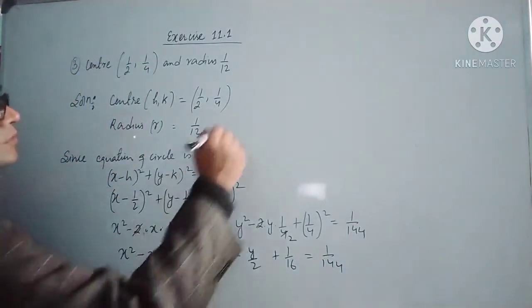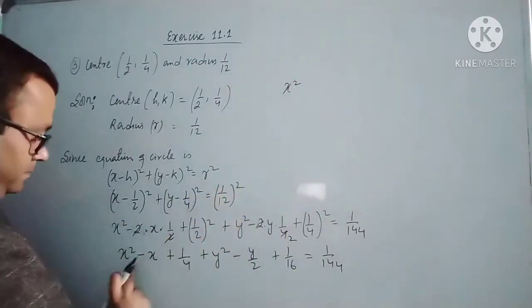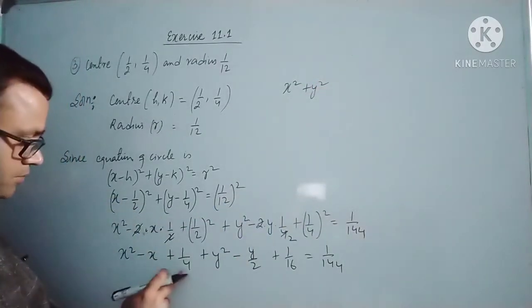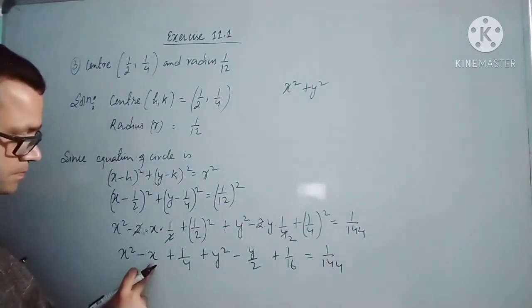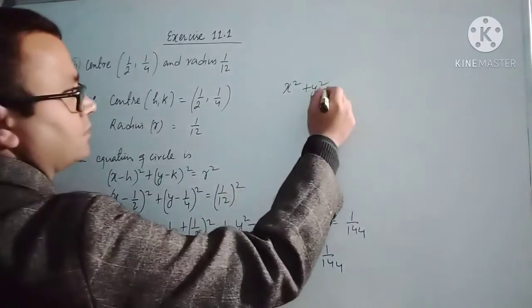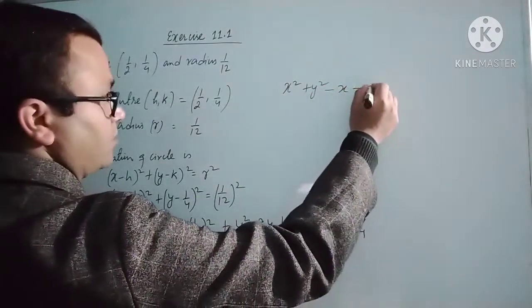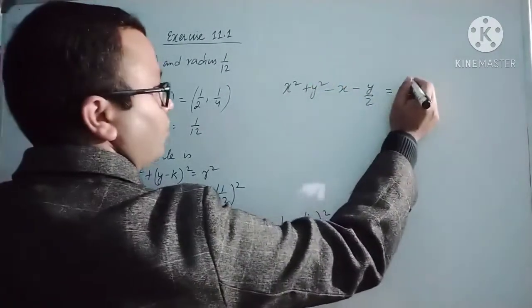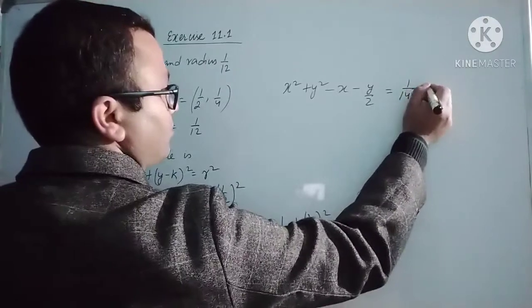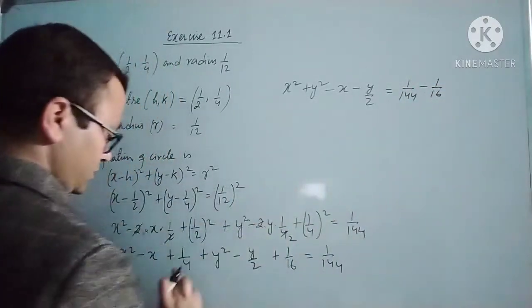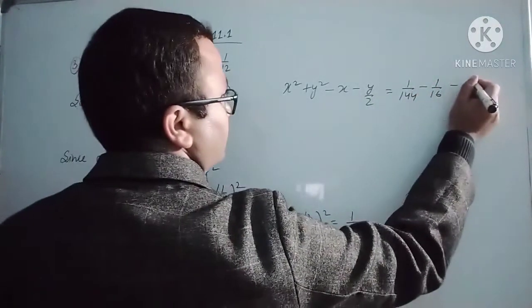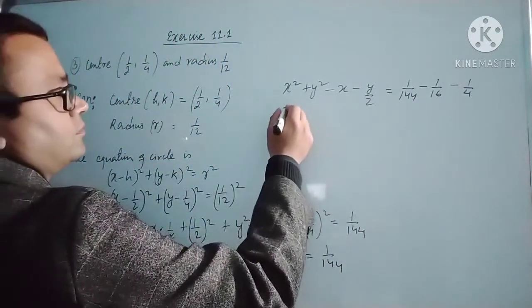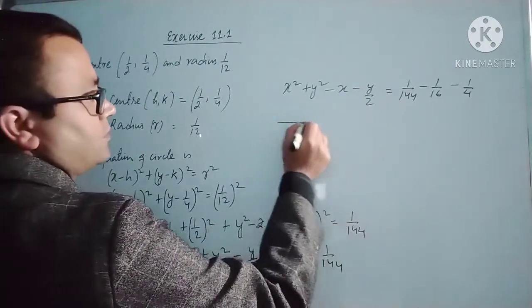Now x² + y² - x - y/2 equals 1/144 - 1/16 - 1/4. Now take LCM on LHS. So it is 2.